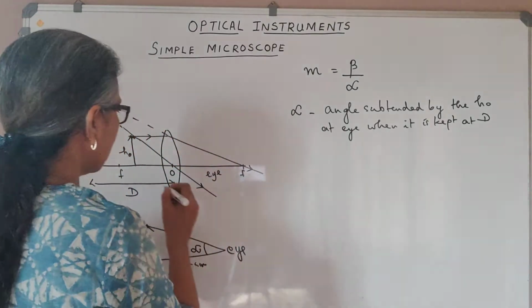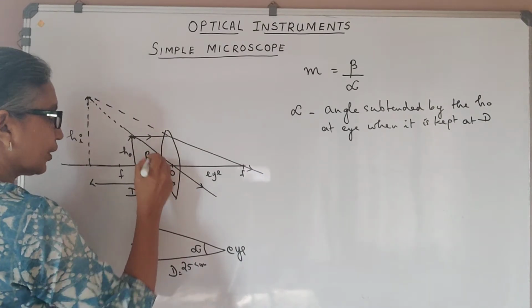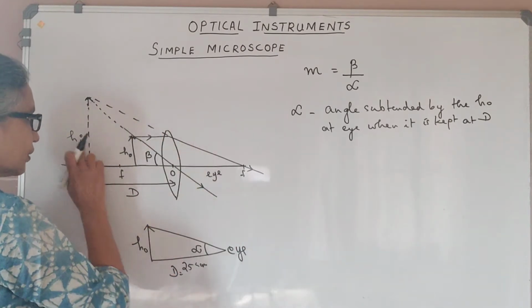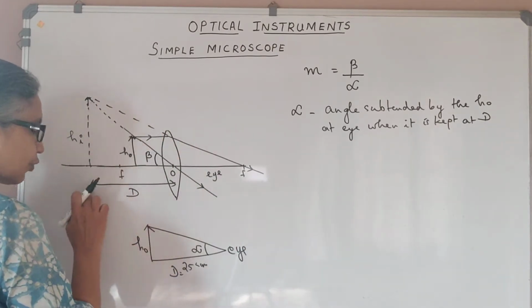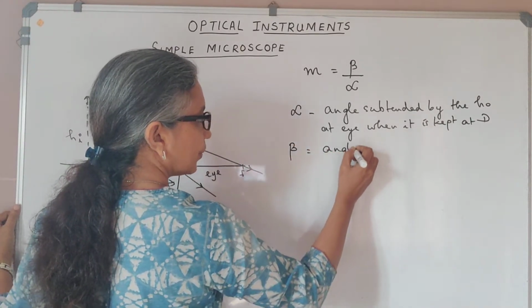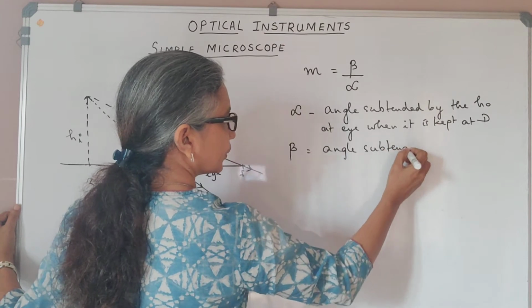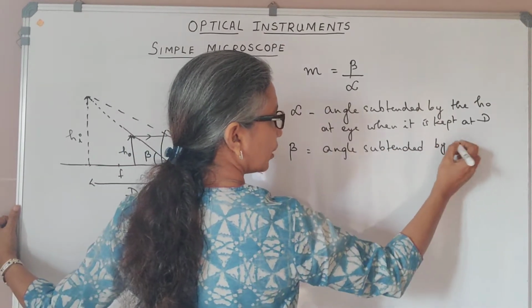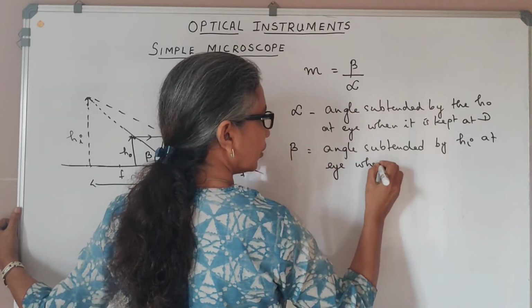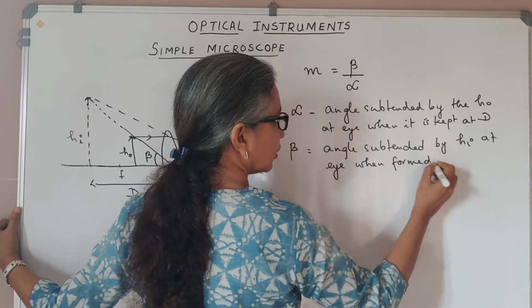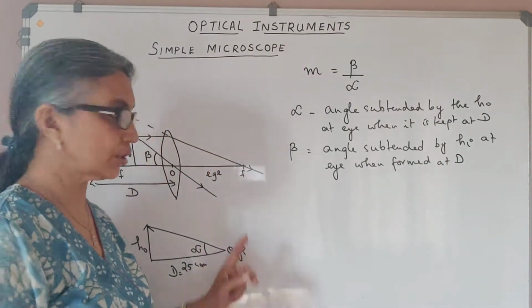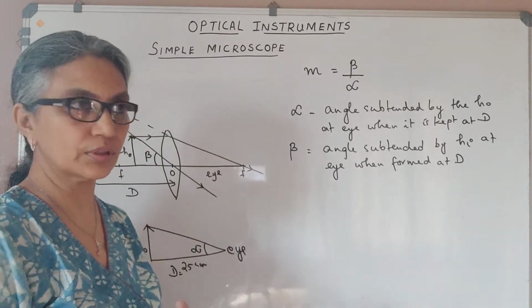So here beta is this angle, which is defined as, if you look at this big triangle, you will see that this is the angle subtended by the image when the image is formed at D. So beta here we define as the angle subtended by HI, the image, at the eye when formed at D. Right. So this is without any magnification. This is after magnification. So it's like this.